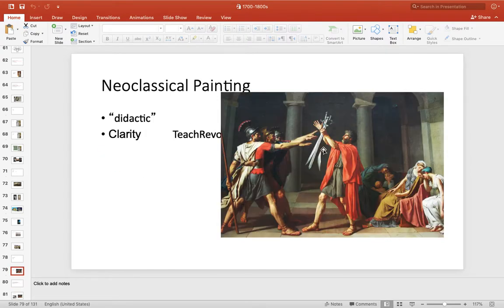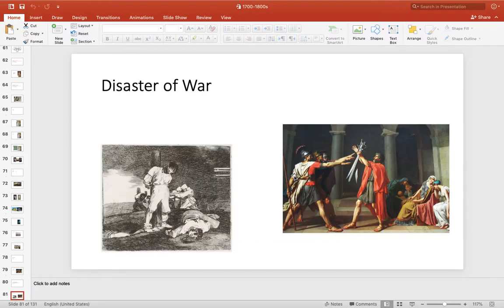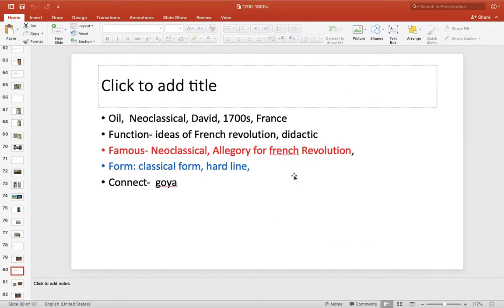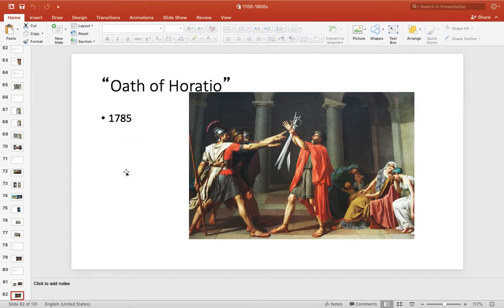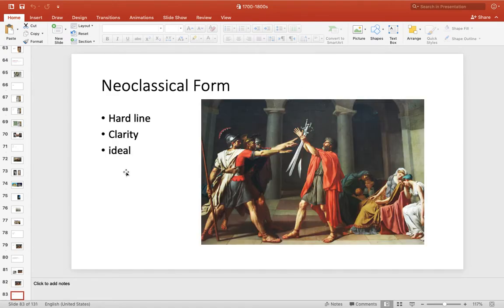Form is classical form. Look at the body, contrapposto, natural form, hard line, clarity, neoclassical. All right, connection: compare it to Goya. War is great, war is awful. Very, very different from Goya. We'll see in a second. 1785, sacrifice. There's that neoclassical form.